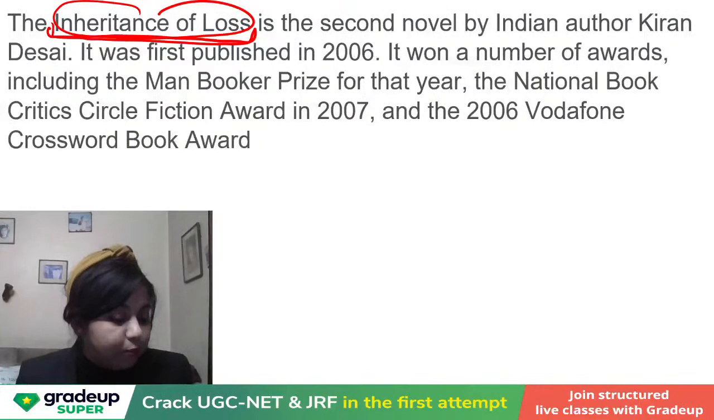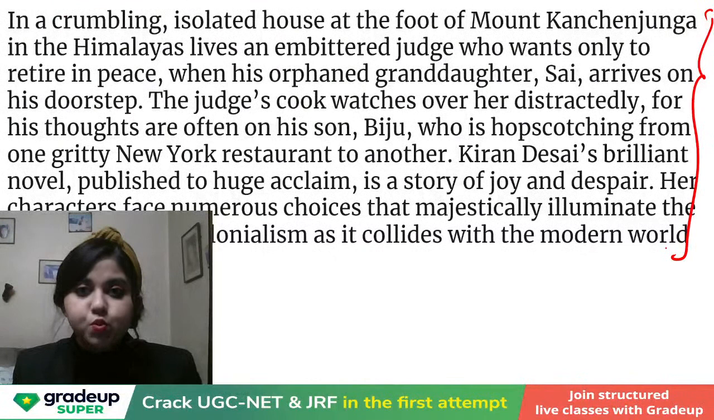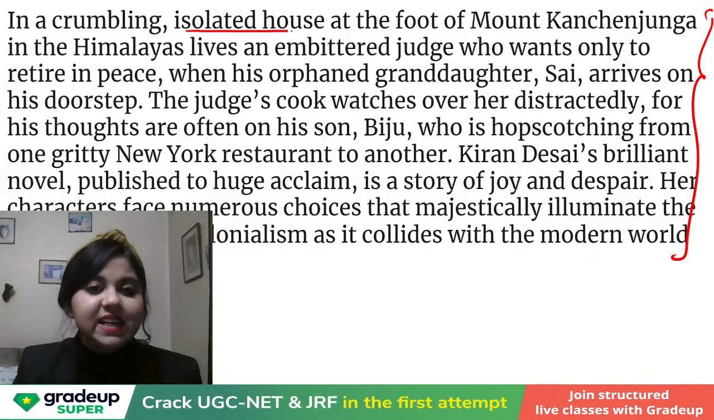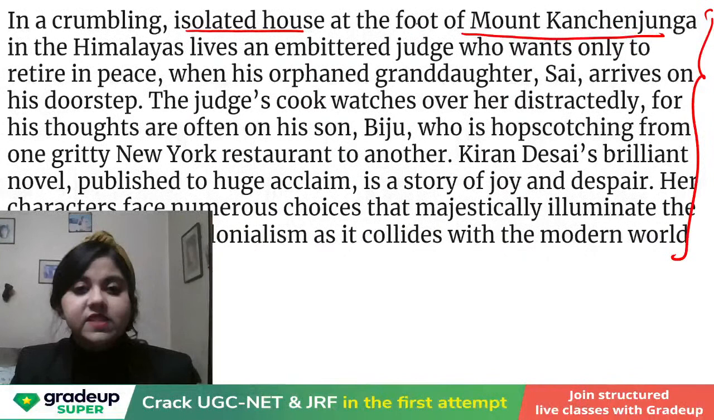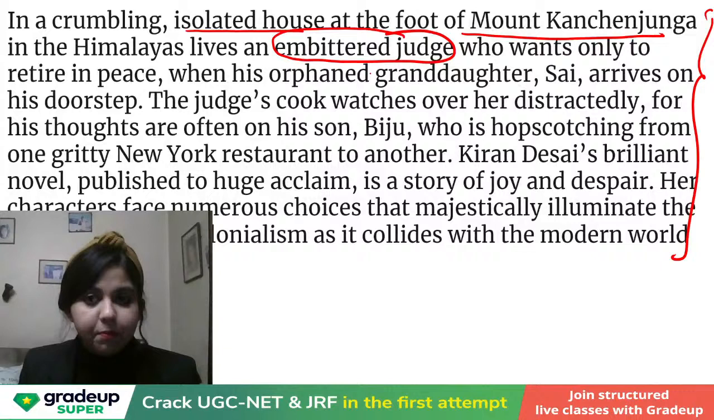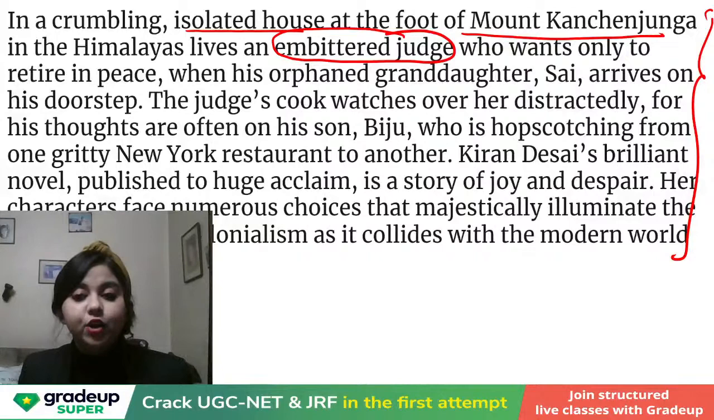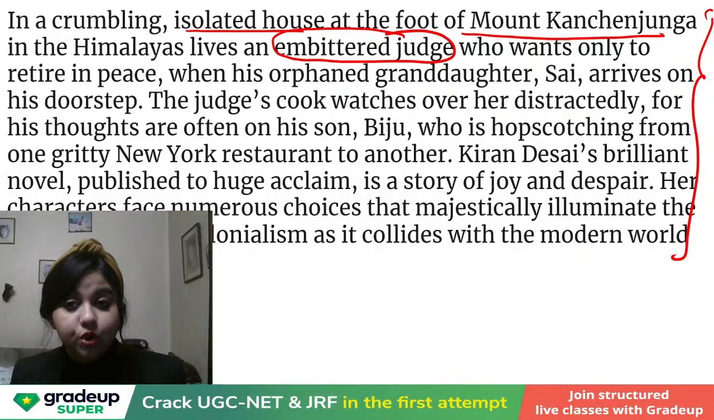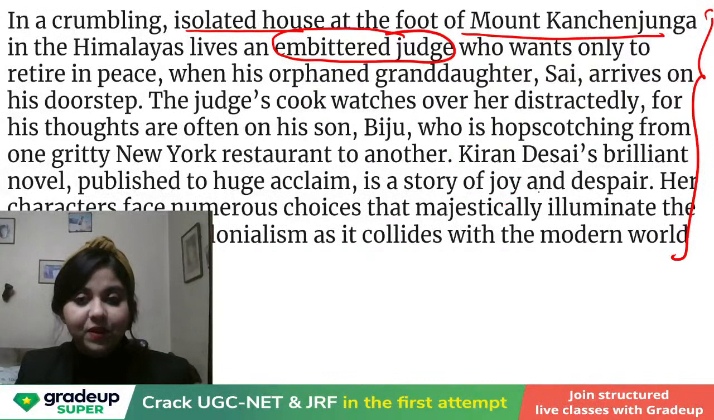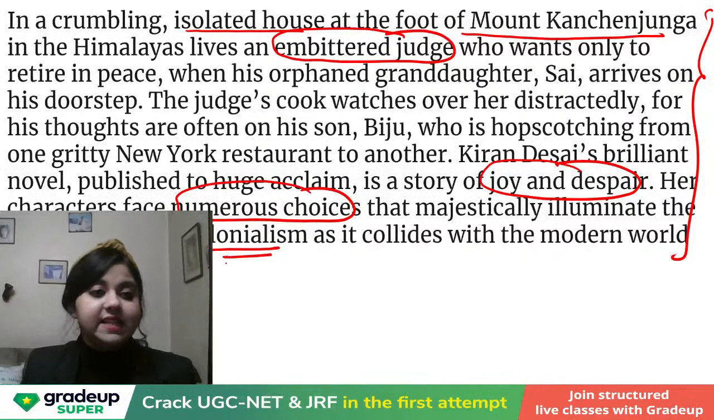This is what Goodreads has to say about Inheritance of Loss. In a crumbling, isolated house at the foot of Mount Kanchenjunga in the Himalayas lives an embittered judge, Jemubhai Patel, who wants only to retire in peace when his orphaned granddaughter Sai arrives on his doorstep. The judge's cook watches over her distractedly, for his thoughts are often on his son Biju, who is hopscotching from one gritty New York restaurant to another. Kiran Desai's brilliant novel, published to huge acclaim, is a story of joy and despair. Her characters face numerous choices that majestically illuminate the consequences of colonialism as it collides with the modern world.